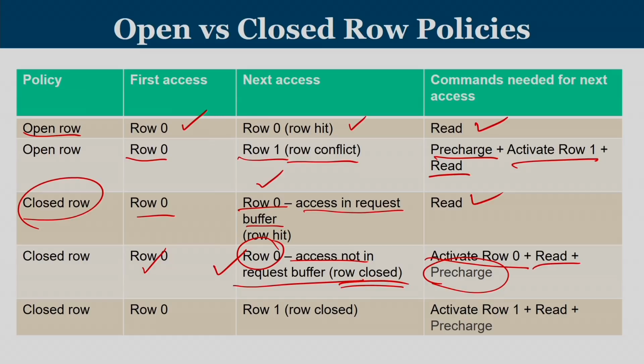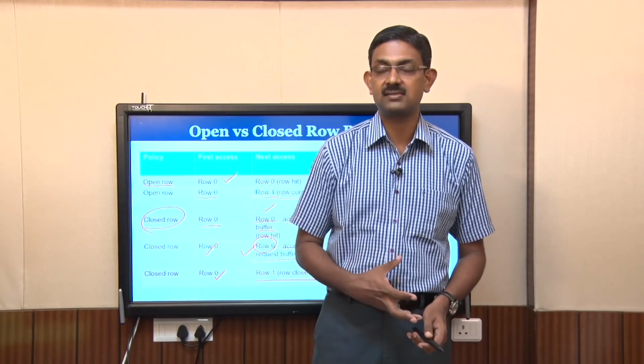The third case is, in the closed row policy, the first access is to row 0, the contents are retrieved. The next access is to row 1. So you have to activate row 1, read, and at the end of the operation it is precharge. So precharge happens after every access.